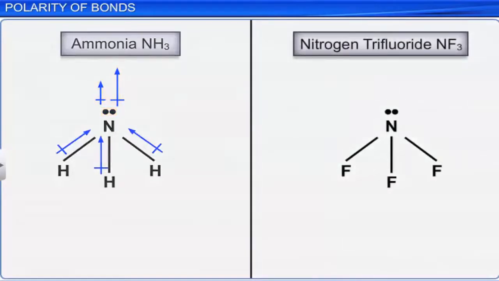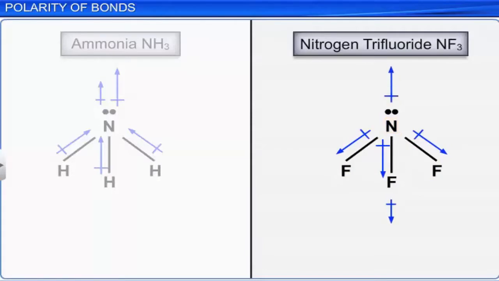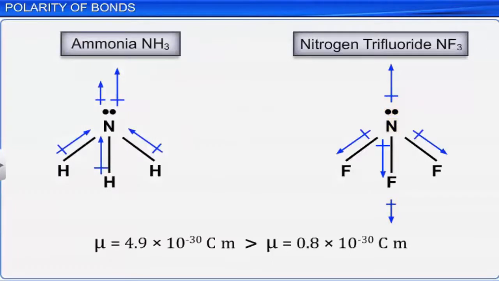The nitrogen trifluoride molecule has a lone pair of electrons on the nitrogen atom and 3 nitrogen-fluorine bonds. Since fluorine is more electronegative than nitrogen, the bond dipole is towards the fluorine. The resultant dipole moment is in the opposite direction of the orbital dipole due to the lone pair of electrons on the nitrogen atom. Hence, the dipole moment of ammonia is more than that of nitrogen trifluoride.